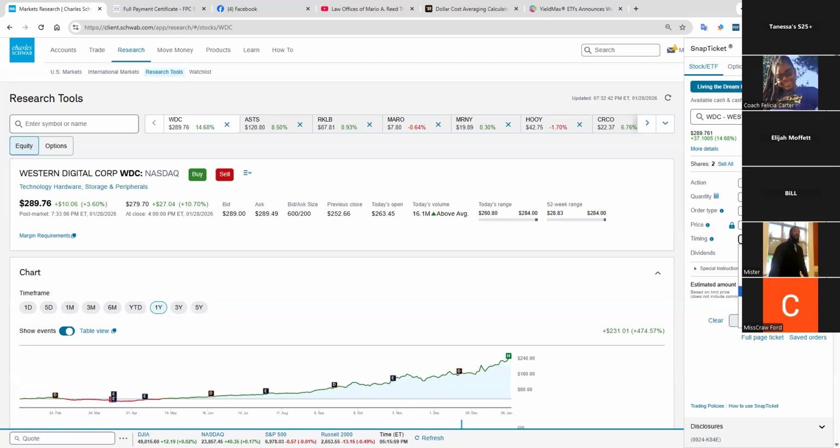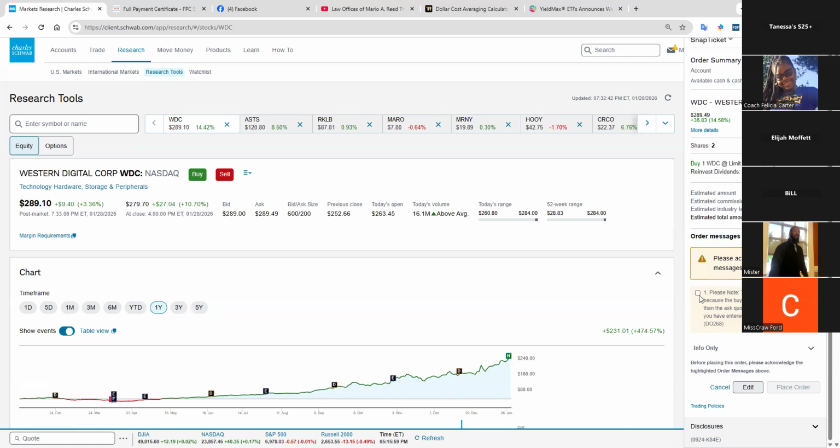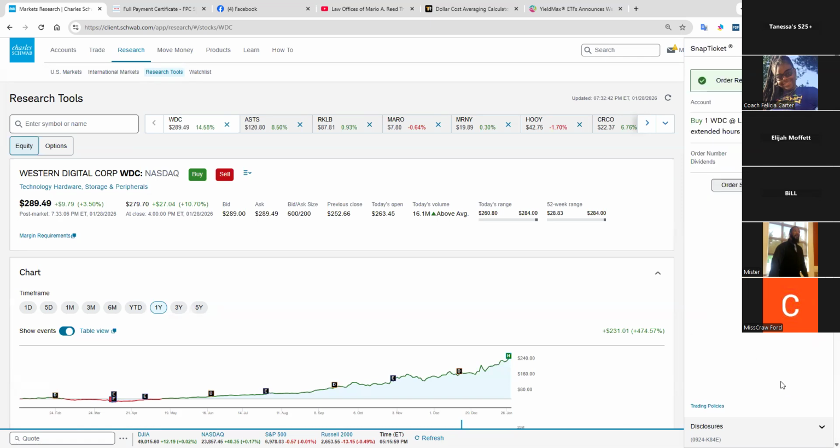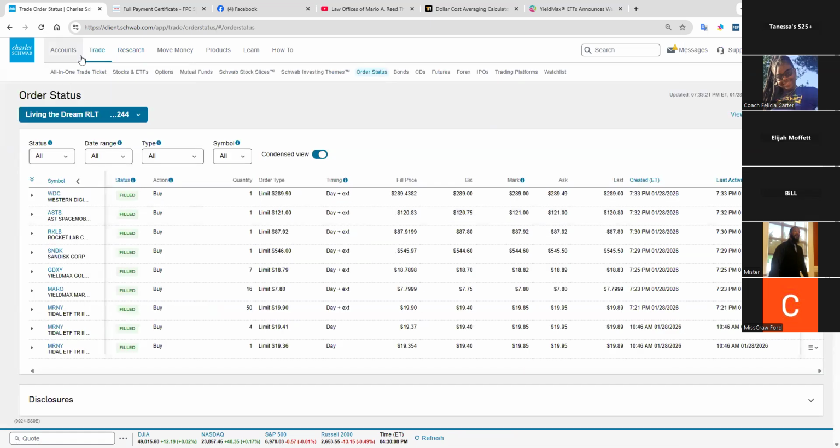Remember, we've got to do day and extended hours. I'm hitting review. Please acknowledge the following: this order is executable. Yeah, I know, that's why I did it. So I'm going to go ahead and check it, and then we're going to check the order status. After each one of these, I want to make sure that we're getting them. Perfect. We got it. So we're good to go.